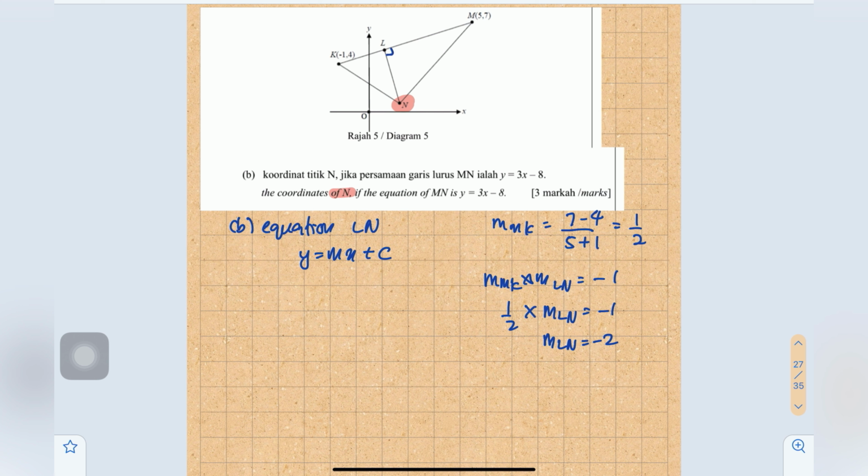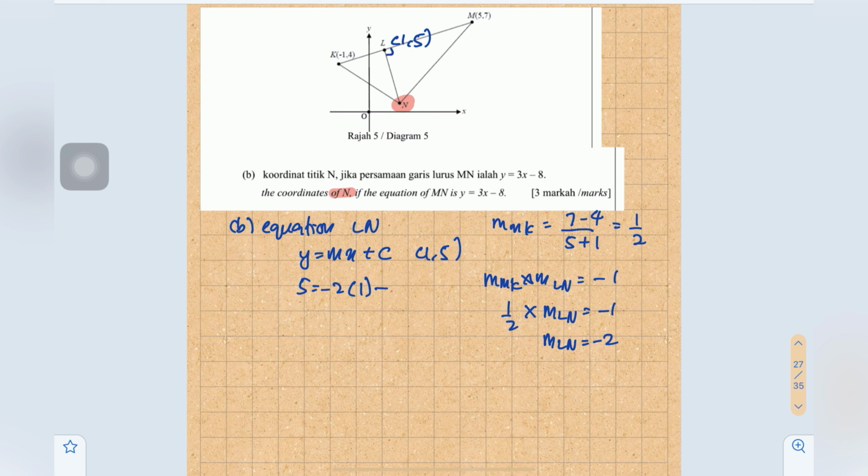Dah dapat dah. Okay, just now gradient equation LN ni dia passes through L. L tadi kita dah dapat 1, 5. So dia lalu titik 1, 5. So masukkanlah y is 5, m just now negative 2, x is 1 plus c. So dapatlah c sama dengan 7. So therefore equation of LN is y equals to negative 2x plus 7.